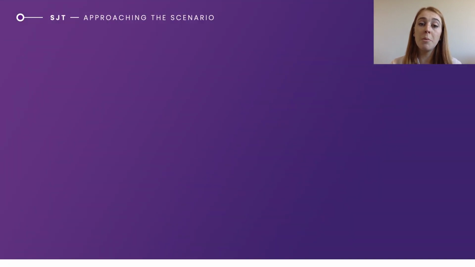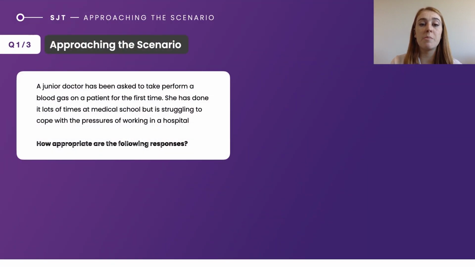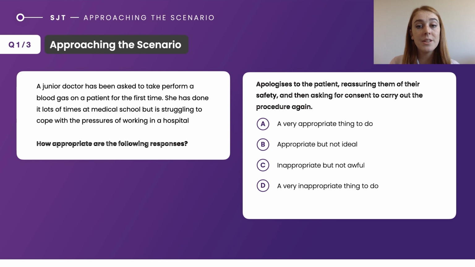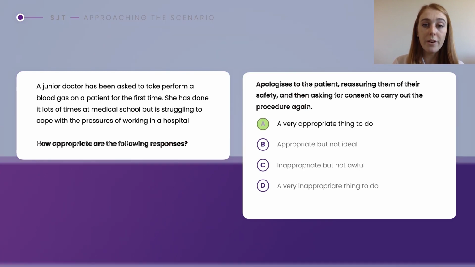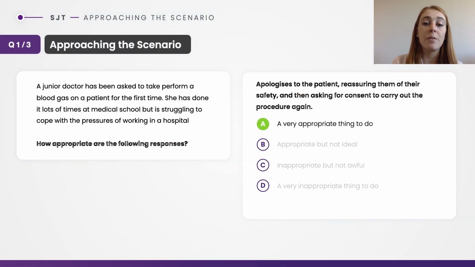Another response could be apologising to the patient, reassuring them of their safety, and then asking for consent to carry out the procedure again. So thinking about all the factors we've talked about, what do you think the answer to this would be? And this is very appropriate because we've communicated with the patient, we've reassured them they're safe, we've maintained their trust in the healthcare professionals, and we've got consent to possibly try the procedure again.